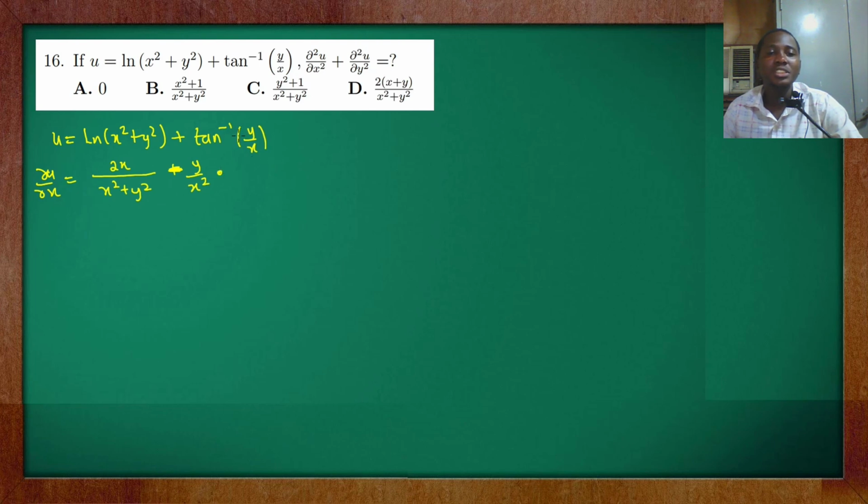And now, just like the normal chain rule, you differentiate arctan with respect to y over x. So I'm going to have 1 over 1 plus y squared over x squared. It's just like differentiating arctan of x, which leads to 1 over 1 plus x squared. So this is pretty much clear. That means I'm going to have 2x over x squared plus y squared, minus y over, if you use x squared to multiply this denominator, you're going to have x squared plus y squared. And now I have my ∂u/∂x equals 2x minus y over x squared plus y squared.